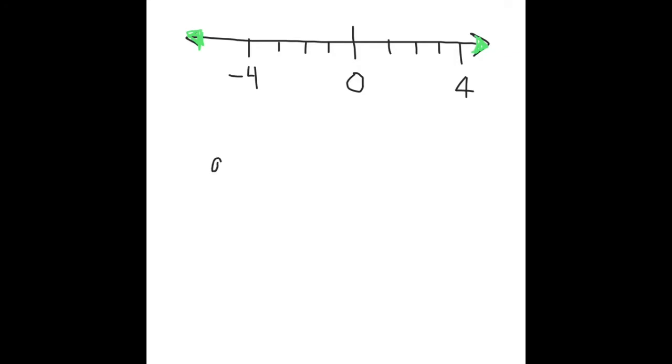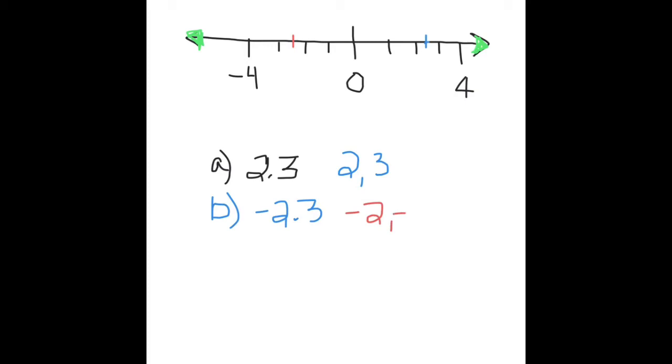numbers fall. So, for example, our first number, 2.3, well, 2.3 is in between 2 and 3, probably somewhere right about here. But the question is, what two integers does it lie between? So it lies between the integers 2 and 3. What about negative 2.3? Well, negative 2.3, negative 1, negative 2, so negative 2.3 is somewhere there. So that lies between the two integers, negative 2 and negative 3.